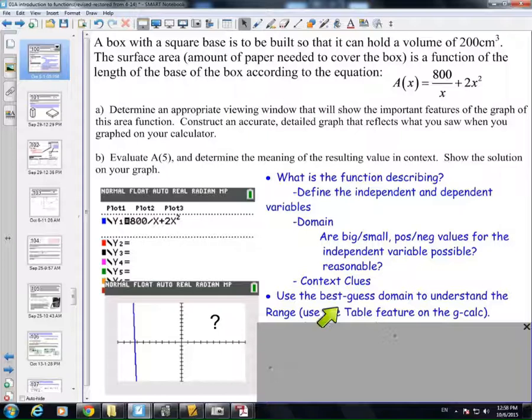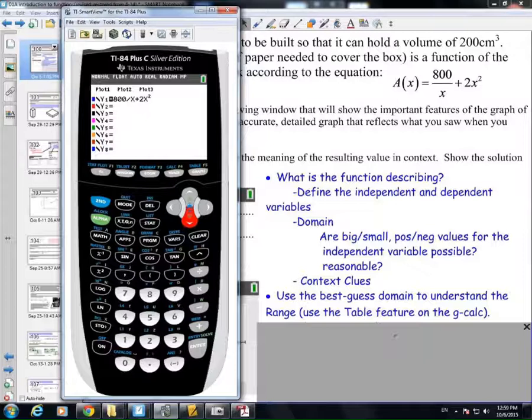So then I'm going to use the best guess for my domain to understand the range. What I mean by that is I now know that we're going to use small positive numbers for my domain, but I don't know how that's going to affect my surface area. Am I going to get large numbers for my surface area? Really small? What are those numbers going to be like? That's where the technology comes into play.